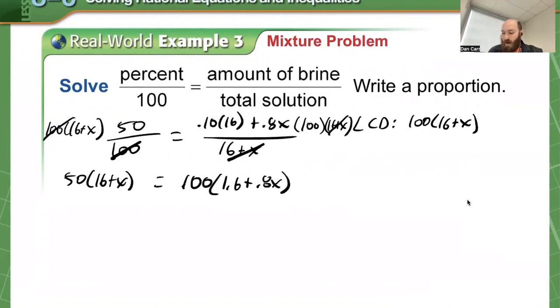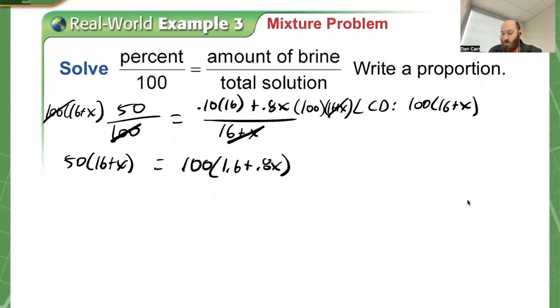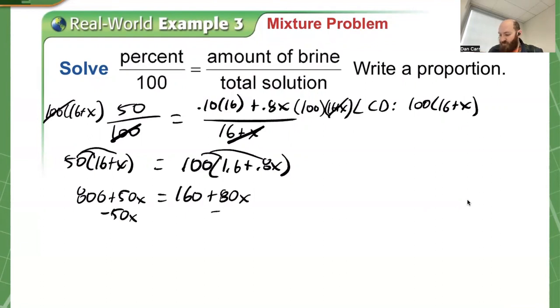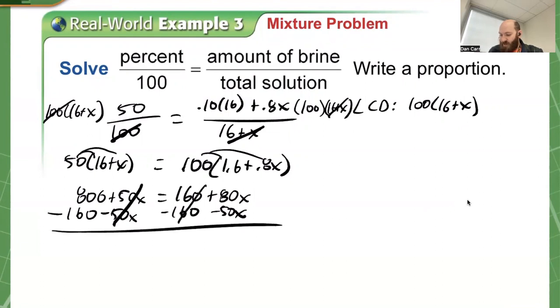Okay, so from there, it's just a normal solving problem. We can distribute the 50, distribute the 100. So when I do that, I'm going to get 800 plus 50x equals 160 plus 80x. Okay, so just like other algebra problems, we'll subtract 50x over and subtract 160 over. So that's gone, that's gone. I get 640 is equal to 30x. And I divide both sides by 30.